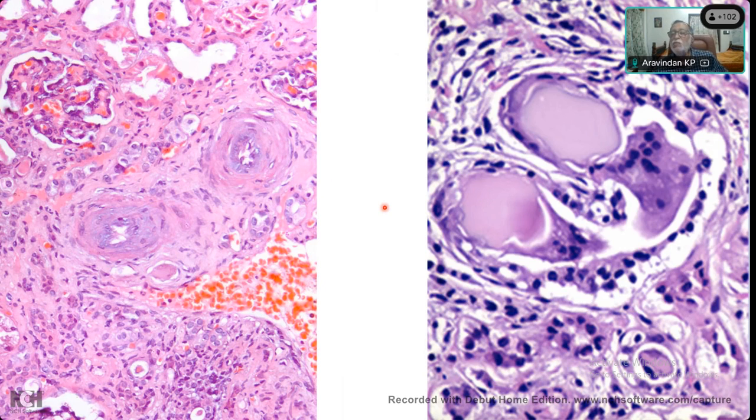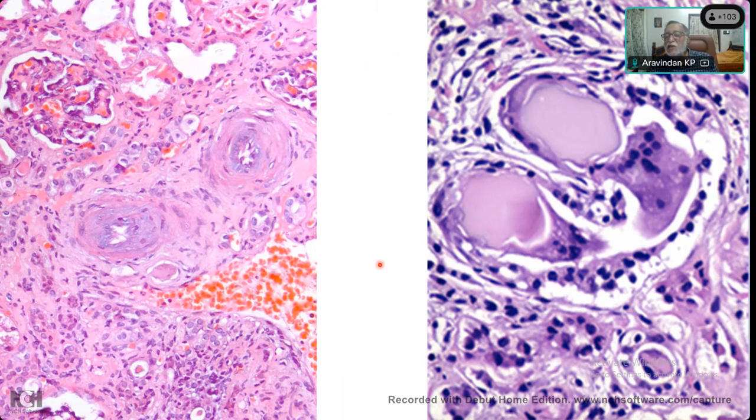Second one, can you type another cause? Light chain cast nephropathy. Everybody agree? Yes. These are the casts, against which there is some cellular reaction. Here there are giant cells, and these casts are sometimes fractured. Here you don't see a fracture, here they get broken up. And this is cast nephropathy.